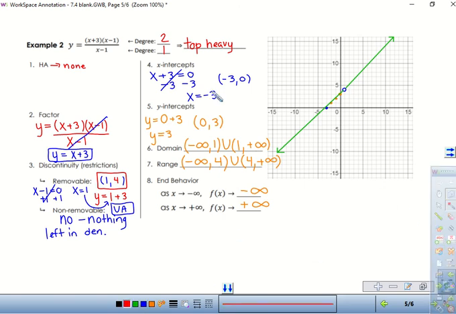Now, as for the slant asymptote that we talked about, I want to talk about when you do and don't have to find this, if it's top heavy. As you can see, this graph is a slant itself, meaning it's a line. So you don't have to find the slant asymptote because it's a line itself. If you get a linear function, you don't have to do it. Does that make sense to everybody? Alright.